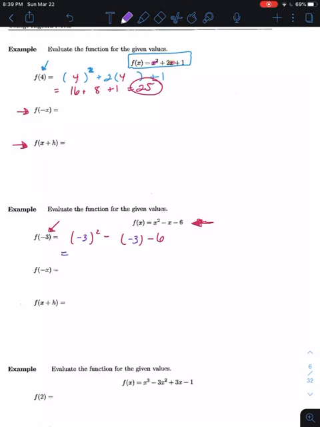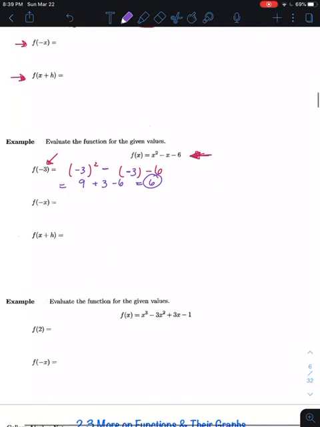So when I simplify this, I get negative 3 squared, which is positive 9, minus a negative 3 becomes plus 3, minus 6. 9 plus 3 is 12, and 12 minus 6 is 6. So that would be your answer.